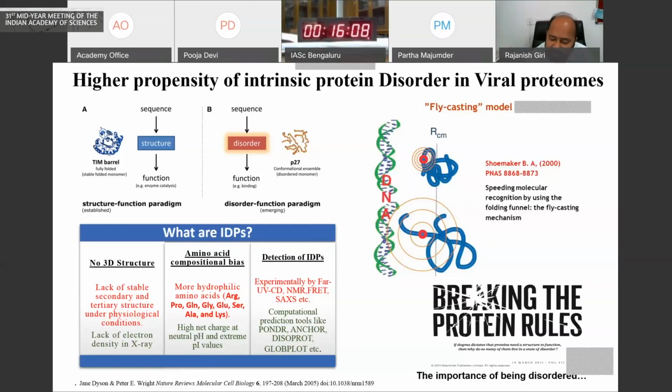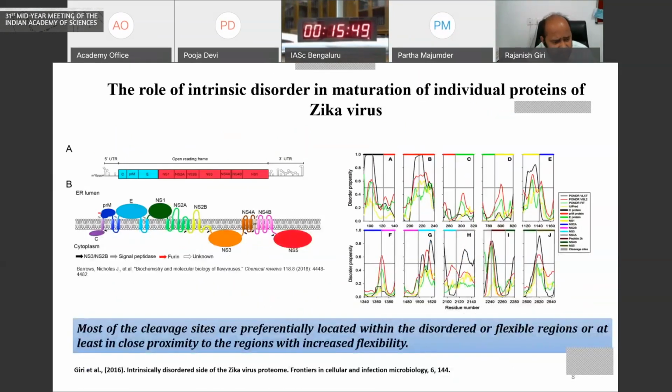Generally, disorderedness helps in increasing the capture radius, as in the fly casting model. So if something is disordered, then it has a larger capture radius and can do more protein interactions. On Zika virus, from the moment we started this research, we began with a computational study, and we predicted the intrinsic disorder.